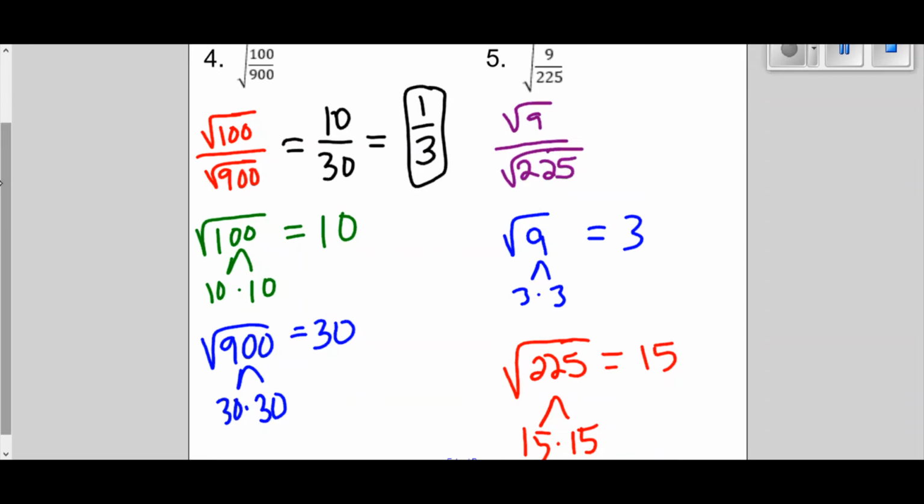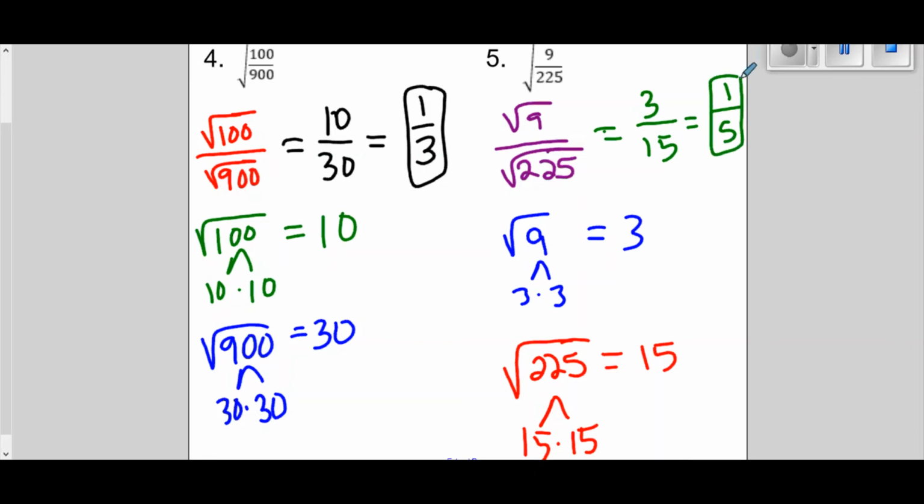So that means that the square root of 9 divided by the square root of 225 reduces to the square root of 9, we said was 3, and the square root of 225 is 15. Notice I have 3 divided by 15. Those are both divisible by 3. 3 divided by 3 gets you 1. 15 divided by 3 gets you 5. So my answer here is 1/5.